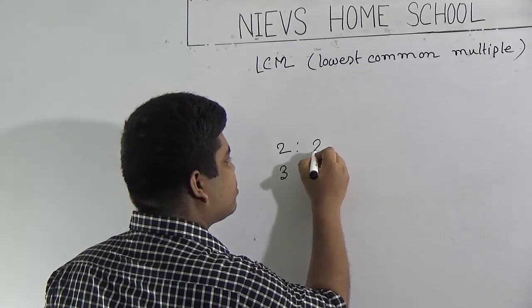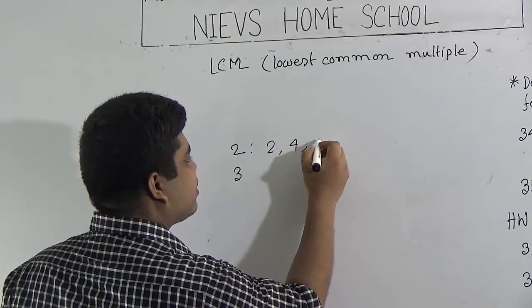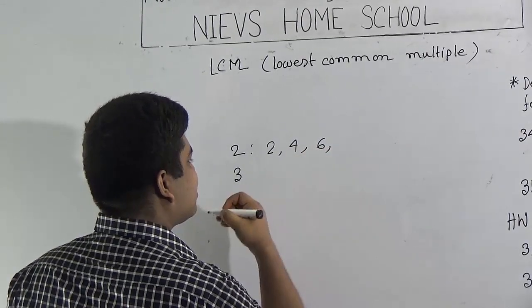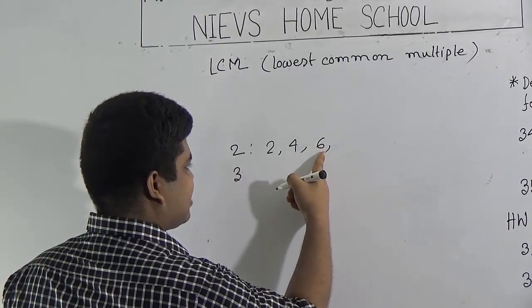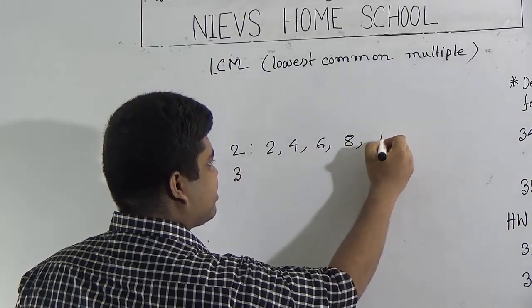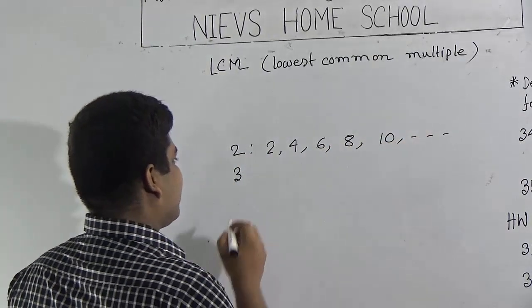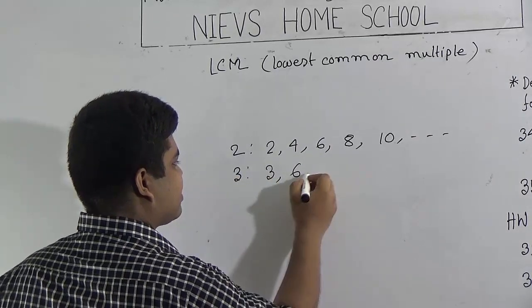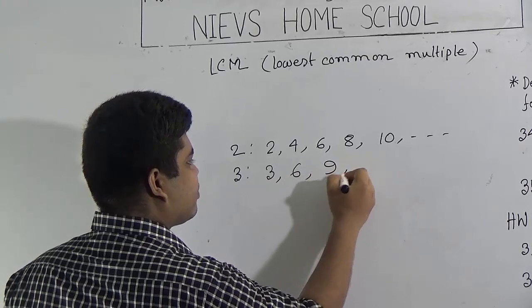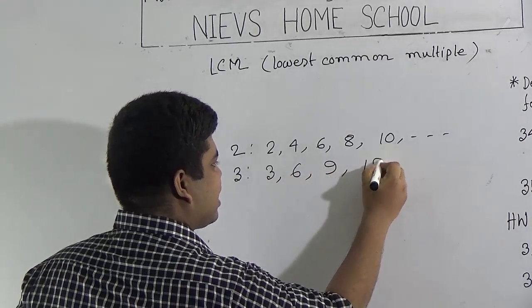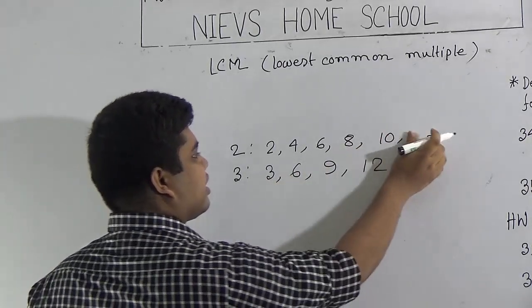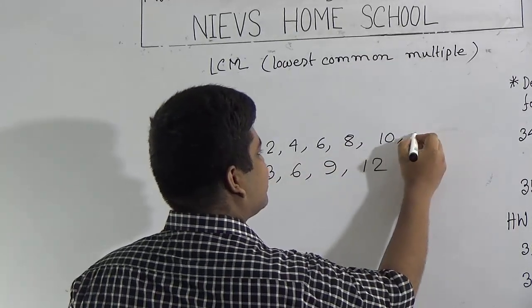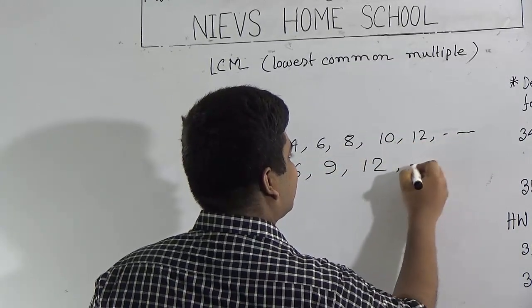Multiples of 2 are 2, 2 2s are 4, 2 3s are 6, 2 4s are 8, 2 5s are 10, and so on. And for 3, 3 1s are 3, 3 2s are 6, 3 3s are 9, 3 4s are 12. Here we take another multiple, 6 2s are 12, and so on.